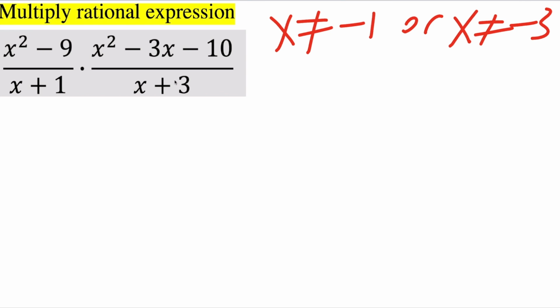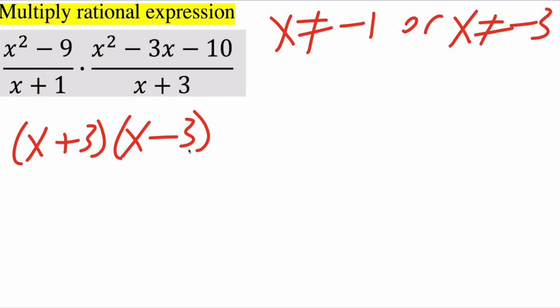Our next step says to factor the numerator and denominator. Instead of saying x squared minus 9, we can say (x plus 3)(x minus 3), divided by our denominator, x plus 1. But I can explain how we got this.